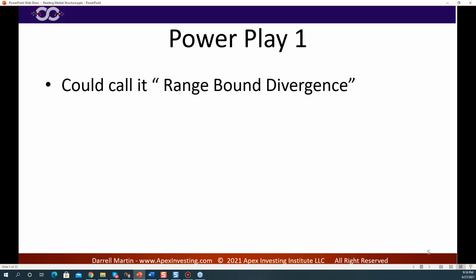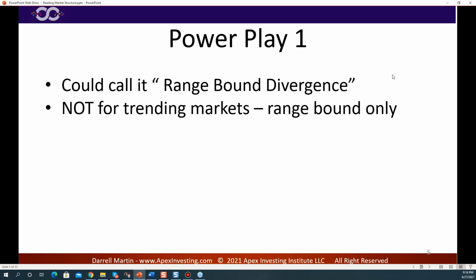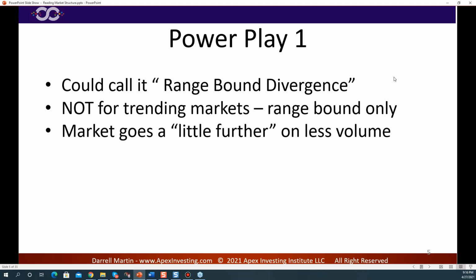That's why you hear me say a lot, especially if you were on last week's webinar, trending divergence. Remember how many times I said that last week? For those of you that were on the JFT, trending divergence, trending divergence. Tonight, you're going to hear me say range-bound divergence. And those two differences of definition will clear up 90% of those confusing times. So power play 1, you could call it range-bound divergence, okay? This is not for trending markets, for range-bound only.